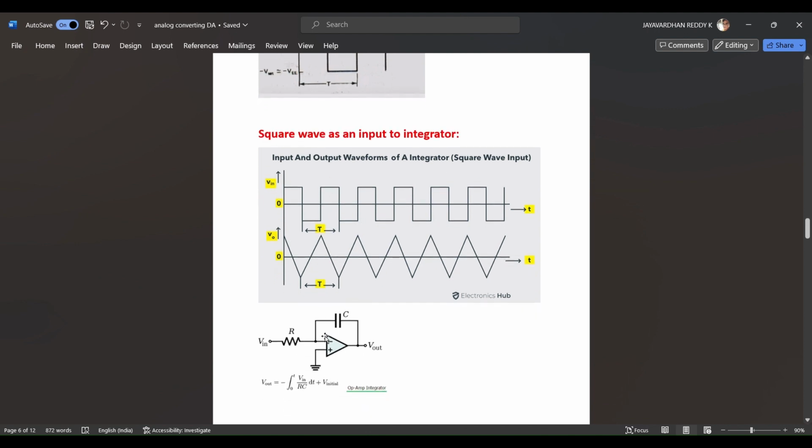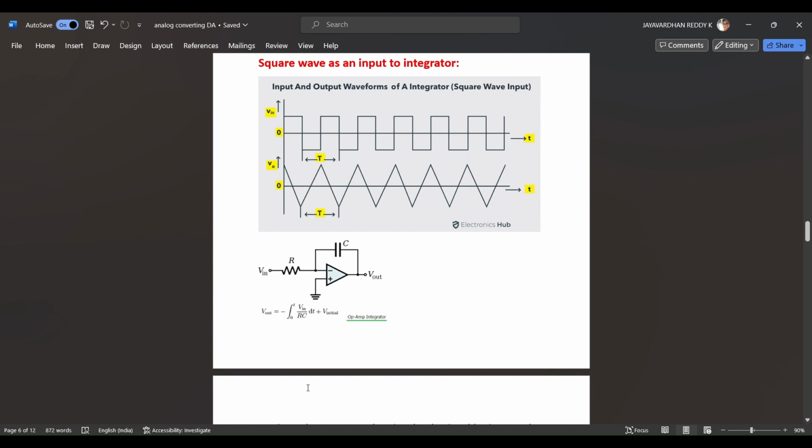Now let us see how this square wave is converted into a triangular wave with the help of an integrator operational amplifier. Let us first see what an integrator is. The integrator is a circuit which has a capacitor as the feedback. The output voltage of the integrator is given by this expression: Vout equals minus integration of Vin by RC plus integration constant. So it basically integrates the input voltage.